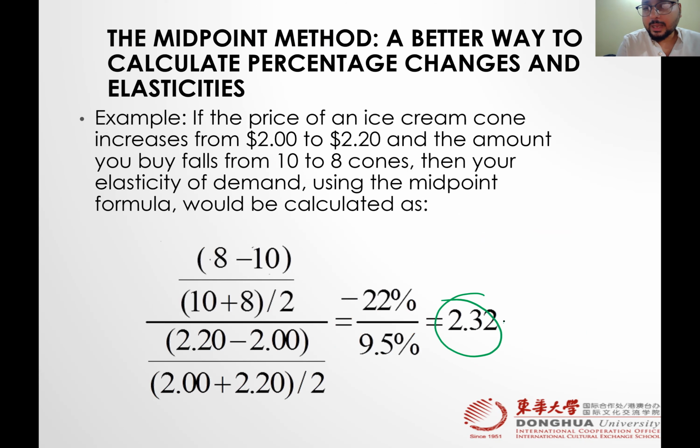So the formula is percentage change in quantity divided by percentage change in price. Here we go. How do we explain the ratio? So if there is 1% change in price, it will cause 2.32% change in quantity. If we increase price 1%, quantity will go down by 2.32%. If we decrease the price by 1%, quantity demanded will go up by 2.32%.